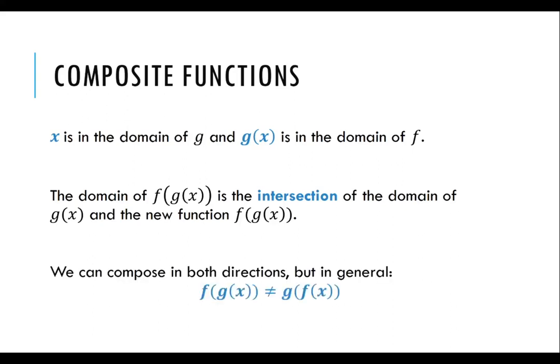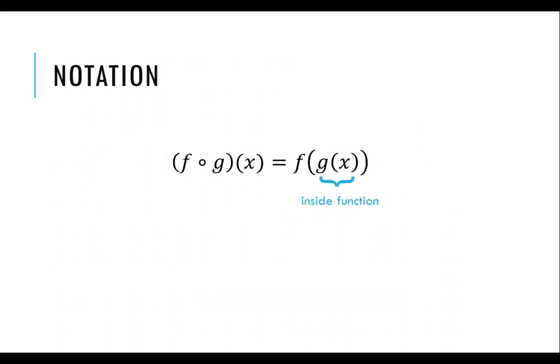Now, it is true that we can compose in both directions. If you have two functions, f and g, you can compose f of g of x. You can also compose g of f of x. But it's not necessarily true that those things are the same. So be careful, the order in which you do these matters. Once again, in this notation, f of g of x, g is the inside function and f is the outside function.